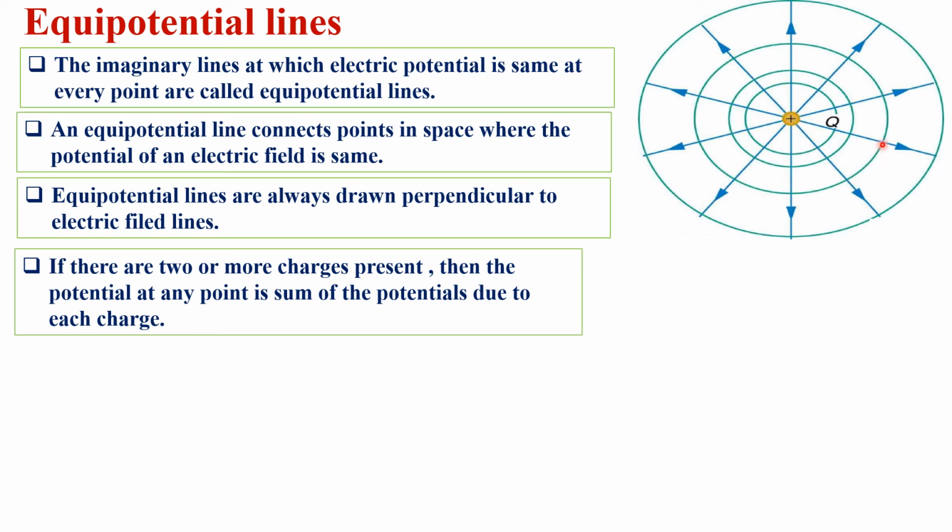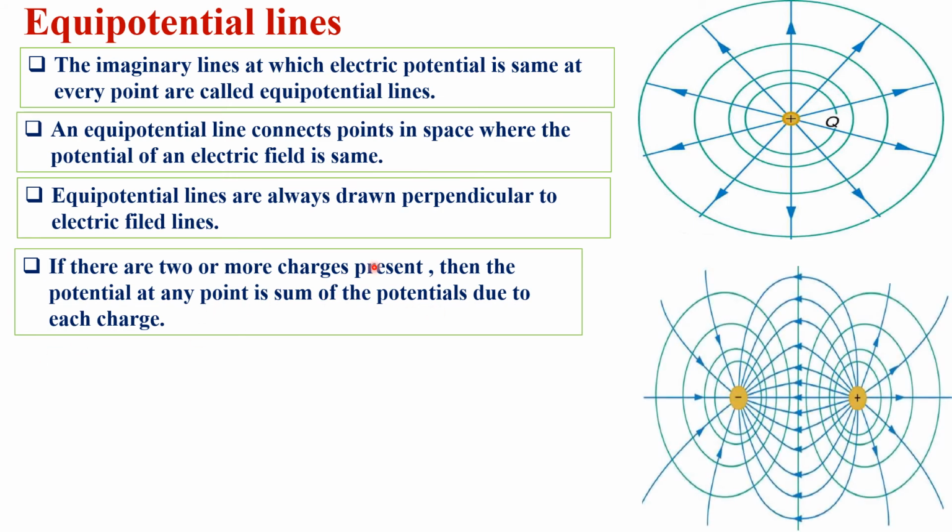If there are two or more charges present, then the potential at any point is the sum of the potentials due to each charge. Here in this figure you can see that there are two charges. So we sum up the potential of both charges at any point to get the electric potential at that point.